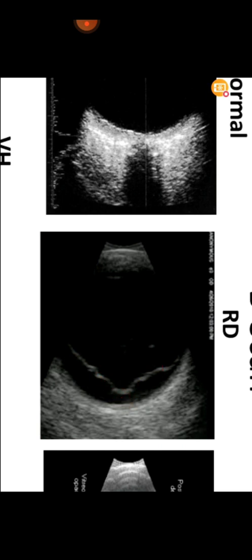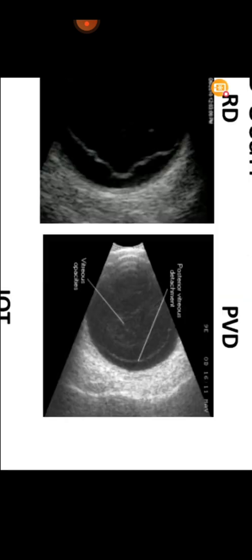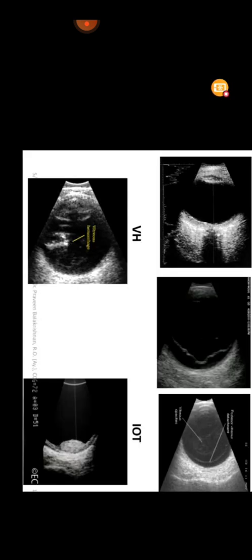Okay, so there is an attachment to the optic nerve, and in this case, you can see there is a posterior vitreous detachment. See, there is no attachment. There is a posterior vitreous detachment. Okay. Now there is a vitreous hemorrhage that is there.